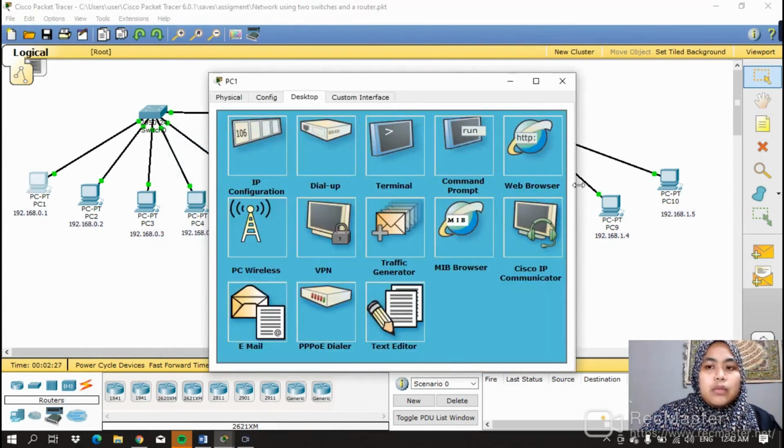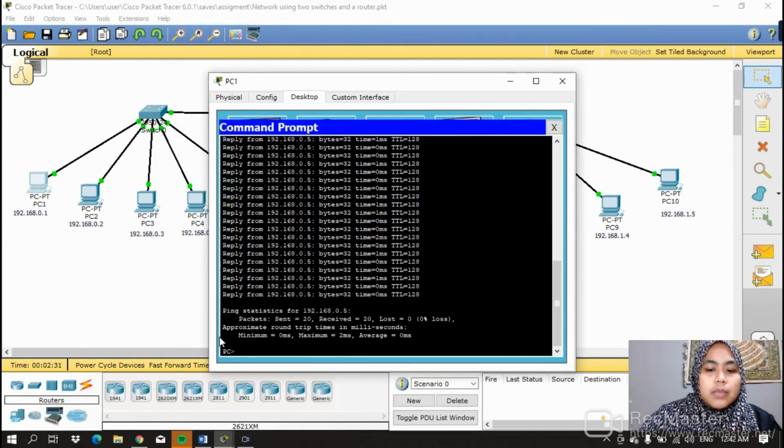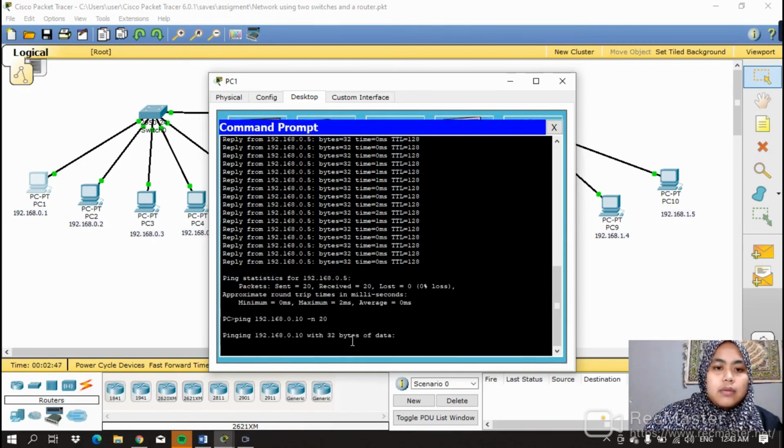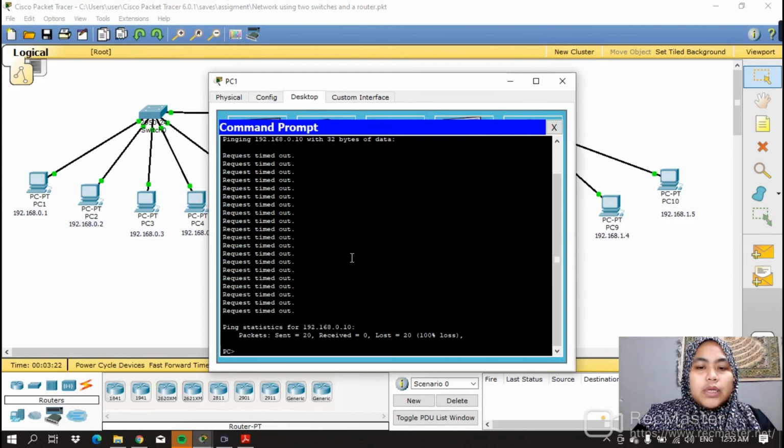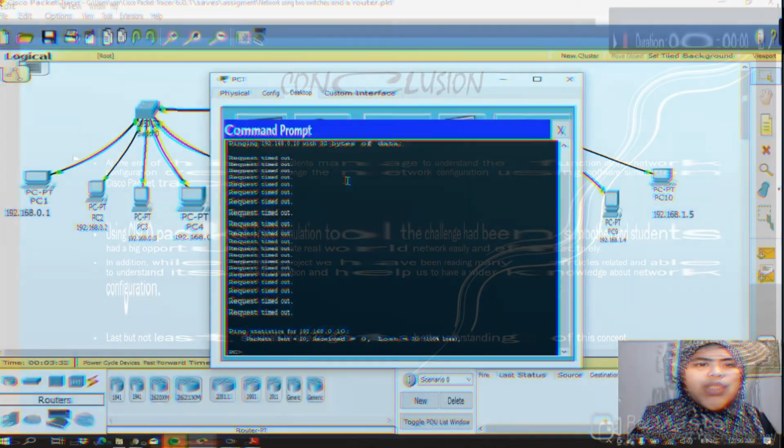So for the next step, PC1 ping to PC10. The steps are the same. Put the IP address for PC10 and -n 20. The ping command output shows that packet loss occurred or the network delay was long. Packet loss is caused by errors in data transmission.